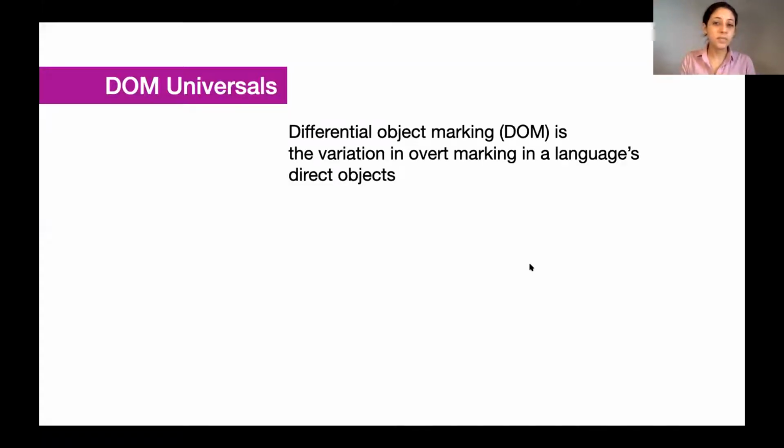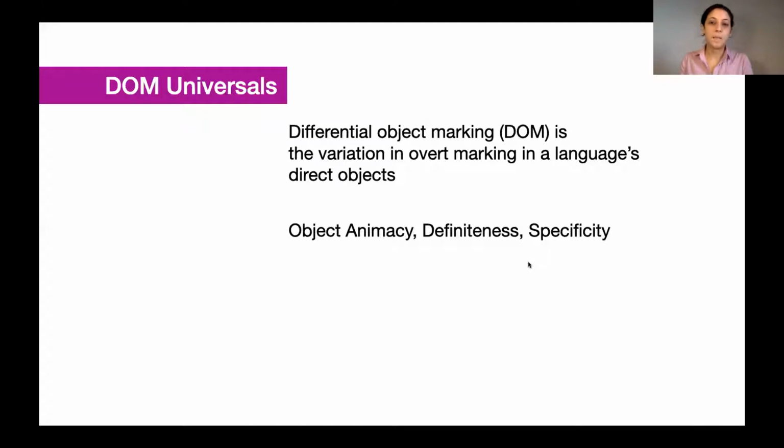So differential object marking is the variation in overt marking in a language's direct objects. And there are many strategies and many factors that influence this variation in overt marking in a given language. So, of course, object animacy is a very famous one. Spanish has this. So Spanish marks human direct objects, but it doesn't mark, at least not generally, direct objects that do not have a human reference. Definiteness is another factor, and specificity of the object as well.